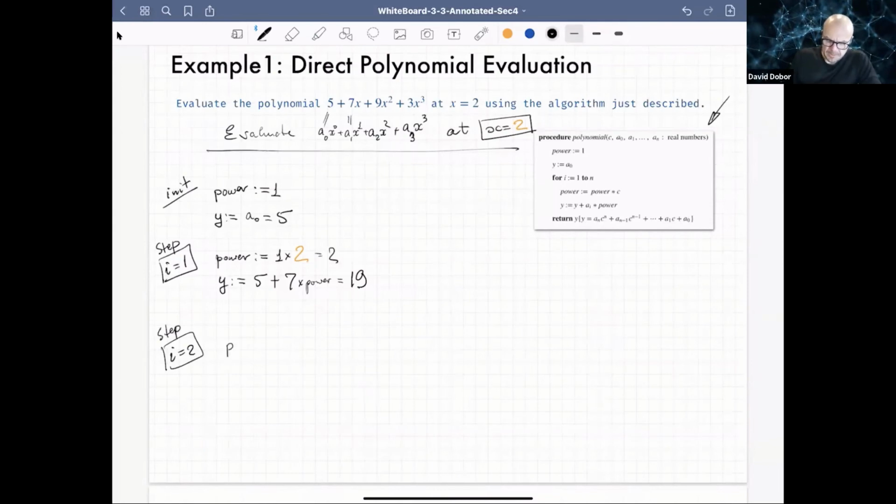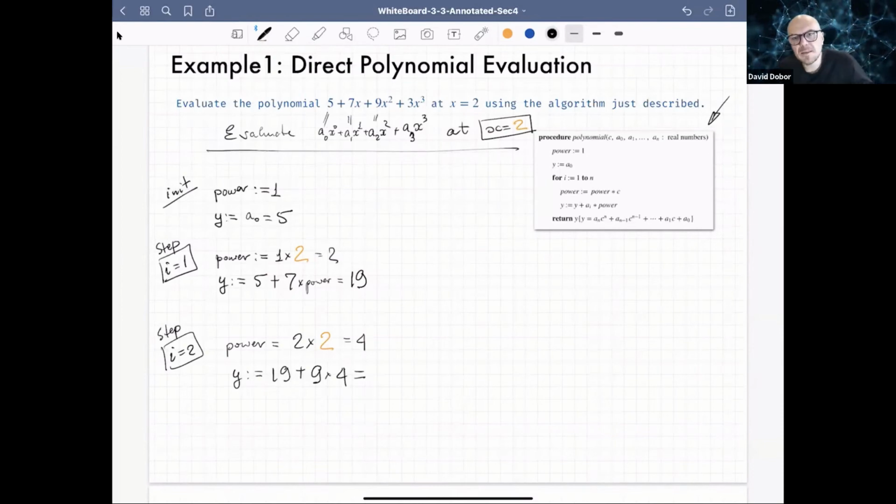Power gets to be 2 times whatever the value of C was. That works out to 4. And then y gets updated to whatever y was before plus a sub I. What's a sub I? Here it's a sub 2, which is 9 times power, 4. 9 times 4, I think that's 36. 36 and 19, that's 56 minus 1. So that's 55.